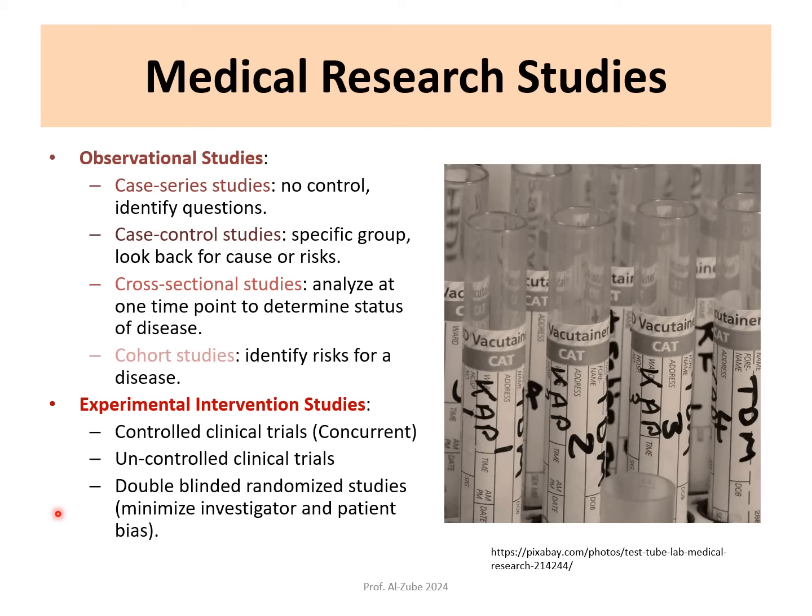And we randomize who is receiving the drug in these studies, and that minimizes investigator and patient bias. Then we have another type of study, multi-center, double-blinded randomized controlled studies, that we do on a larger scale, like what happened during the COVID-19 pandemic.